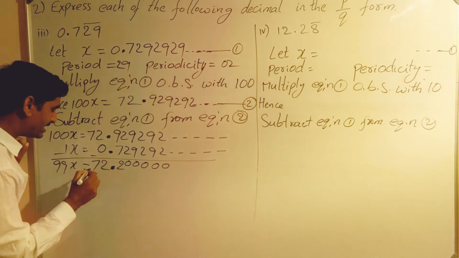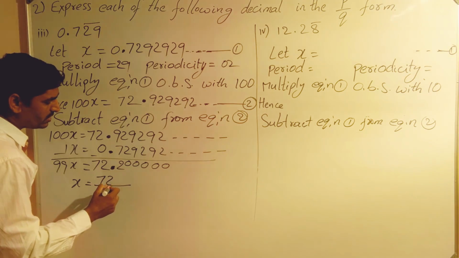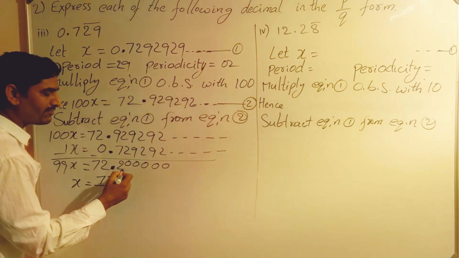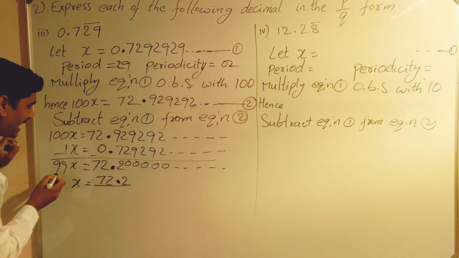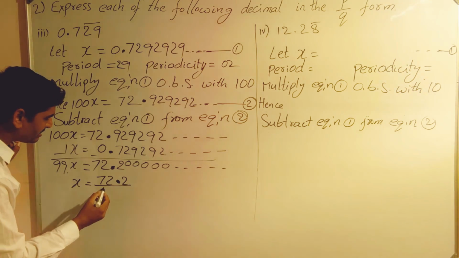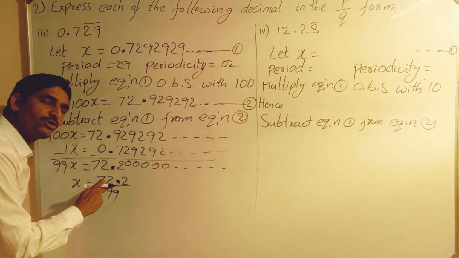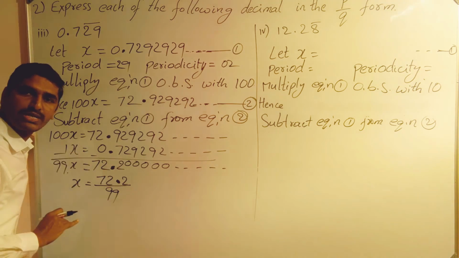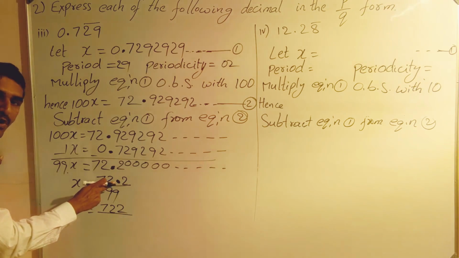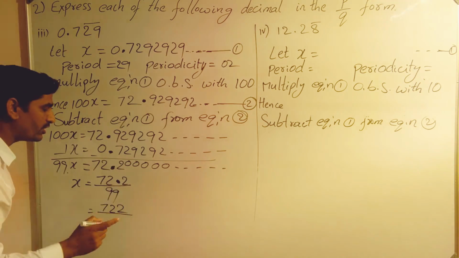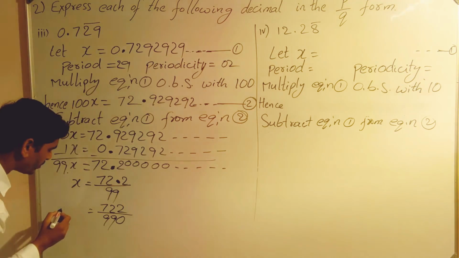Now x equals 72.2 over 99. The numerator has a point, so without the point we have to write 722. After the point, 1 decimal is there, so put 10 in the denominator. Already 99 is there. This is the value of 0.729 bar.